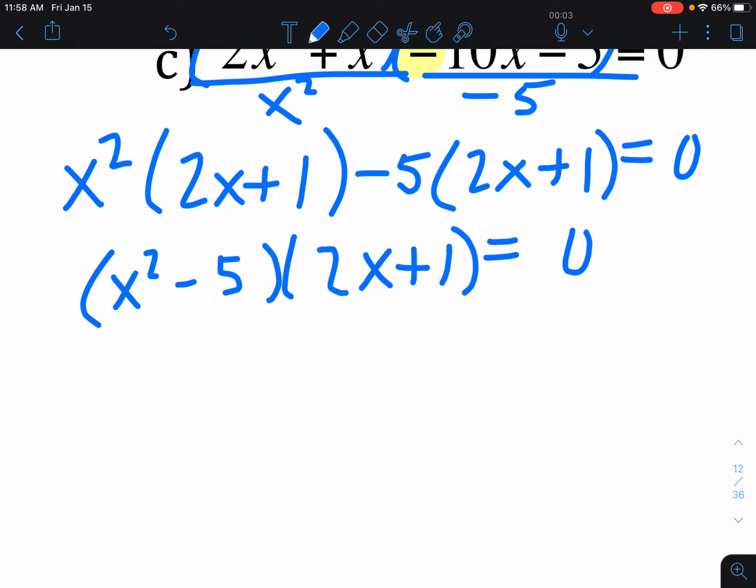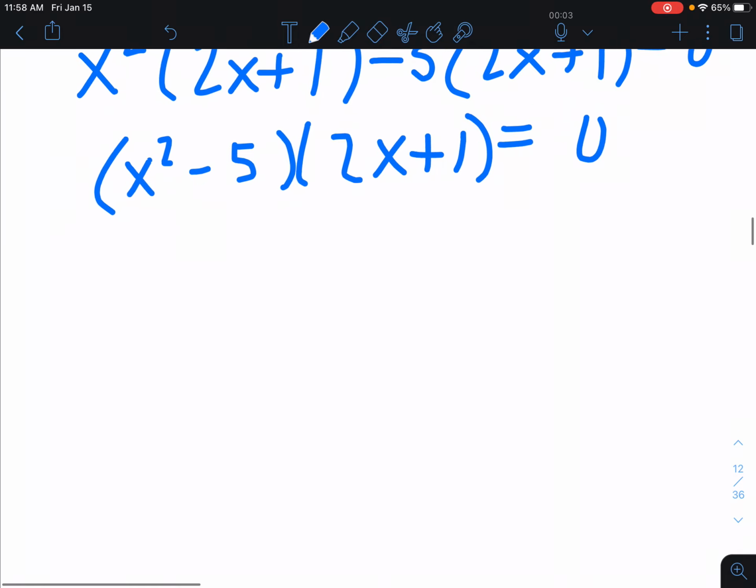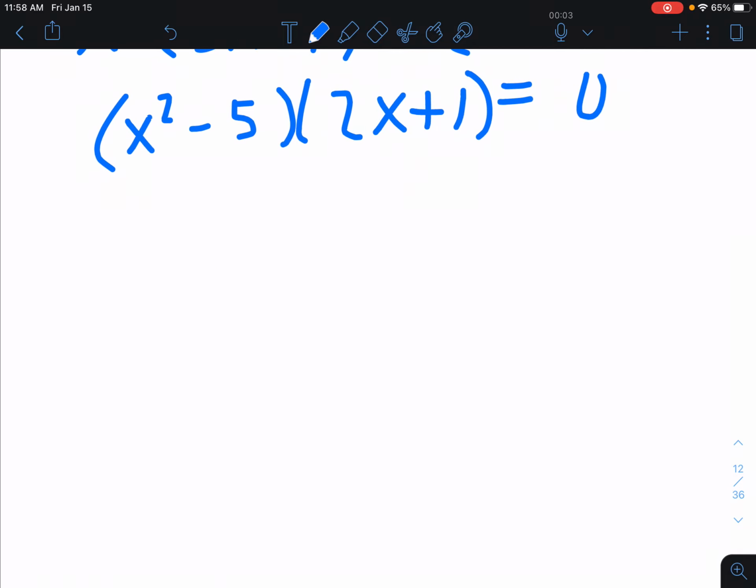X squared minus 5. I know it looks like a difference of squares, but 5 is not square rootable, so that cannot be factored further. Neither can the 2x plus 1. So we need to solve them. We don't want to try shortcuts here.